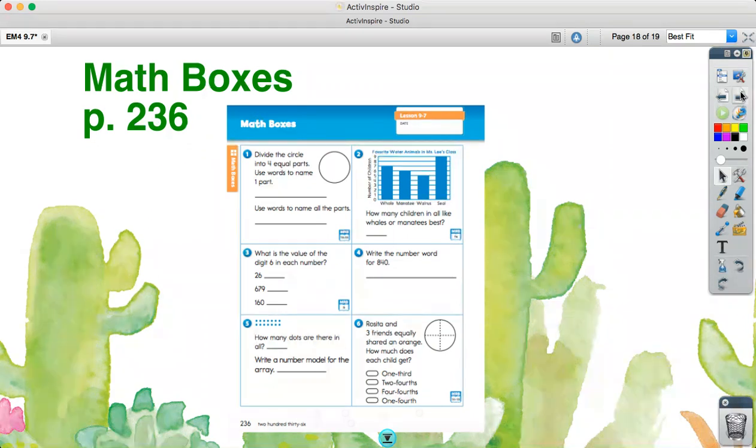Number 4, write the number word for 840. Number 5, how many dots are there in all? Write a number model for the array. And number 6, Rosita and 3 friends equally shared an orange. How much does each child get? Select the correct answer.